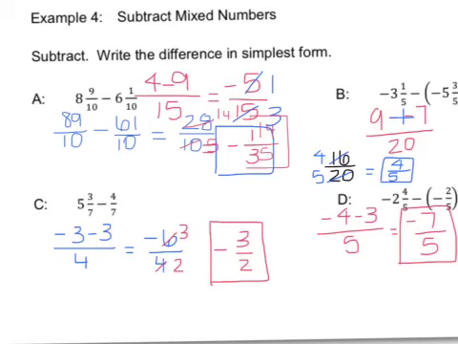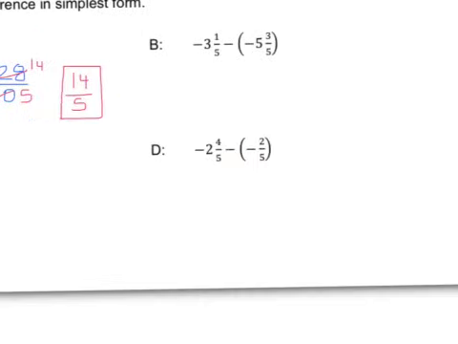I am fine with you leaving that answer as an improper fraction. Okay? You do not have to change them to improper fractions to subtract them. You can do it like we did with the addition. It's just so much easier to follow the negatives and the minuses and all of that stuff if you don't have to worry about the extra numbers out front. So let's go over to B.